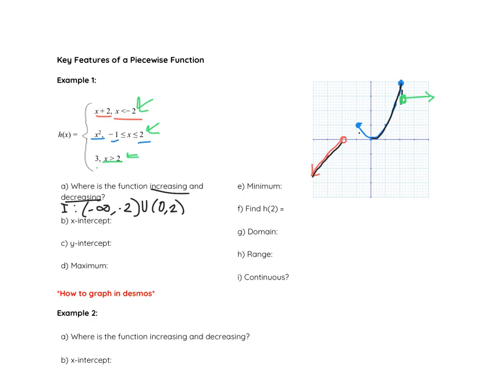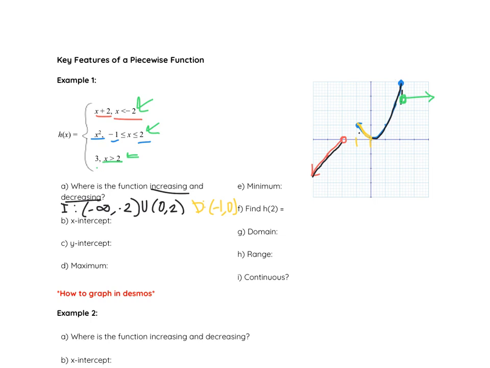The decreasing intervals are when I trace this graph from left to right, it's going down. So as I trace, the only piece that's going down is this one. So the decreasing interval would have been from -1 to 0. Don't forget to define this on your x-axis here. Okay, so from -1 to 0, it's decreasing.